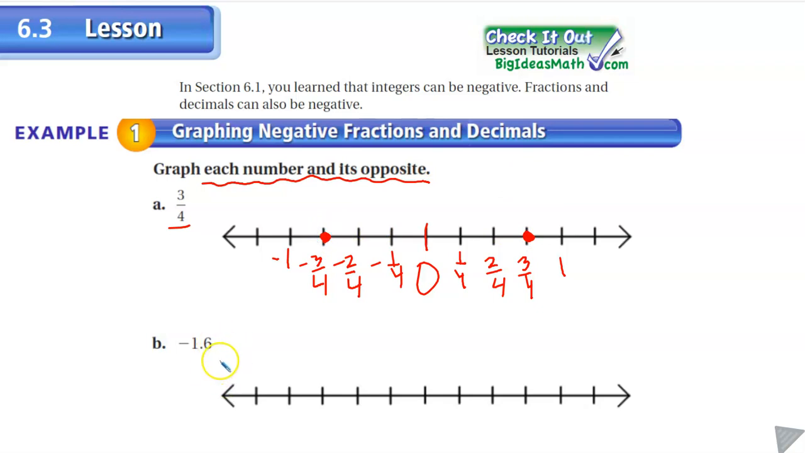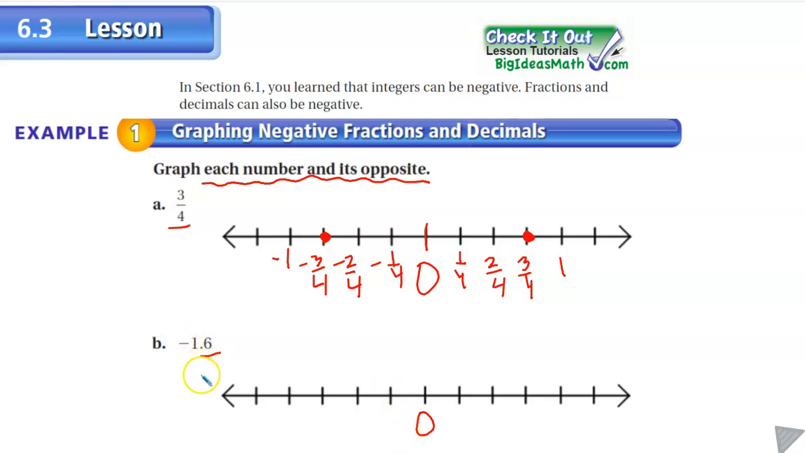Now we're going to do the same thing with the decimal, and notice this is counting by tenths. So I'm going to start with my 0 in the middle. Now I don't have 10 spaces, right? So I really can't count each one of these as a tenth. So I have to be strategic about it, and I know I have to go to 1.6.